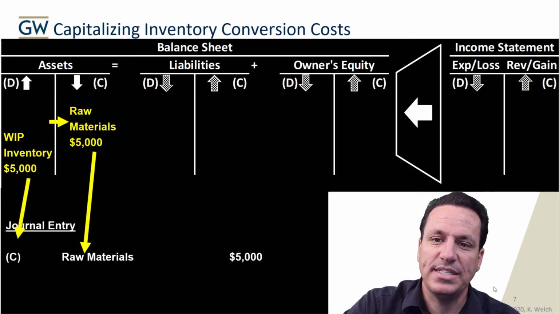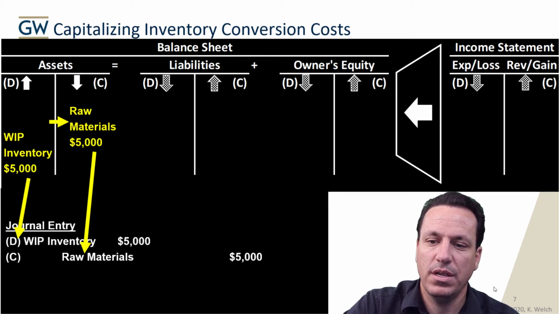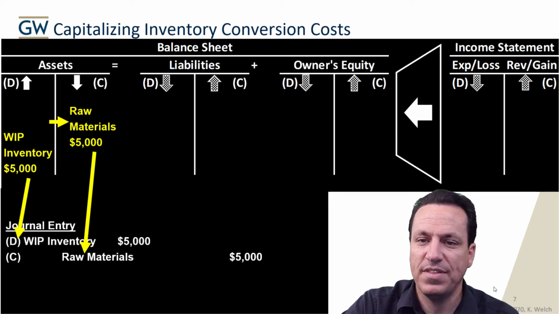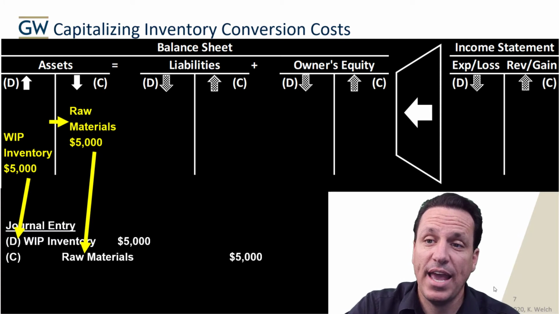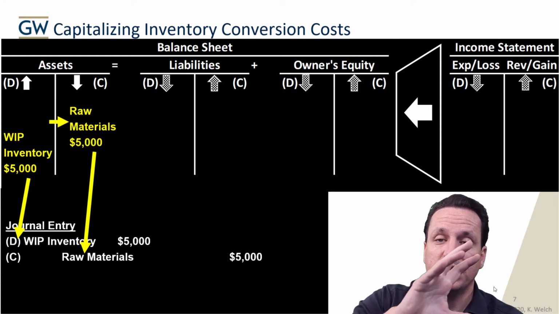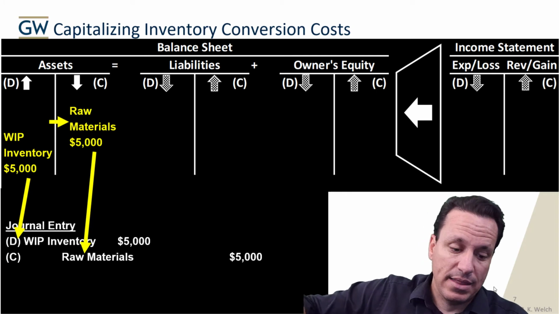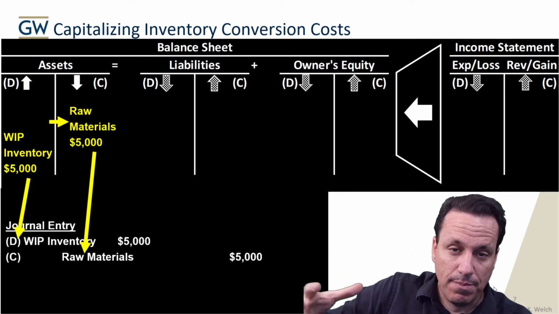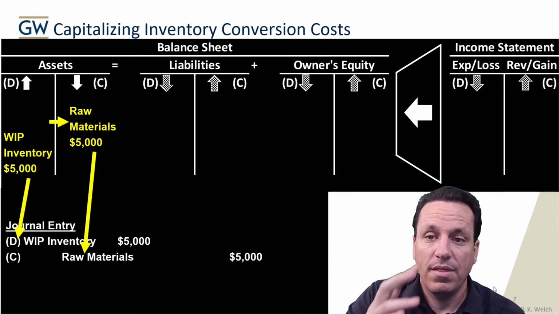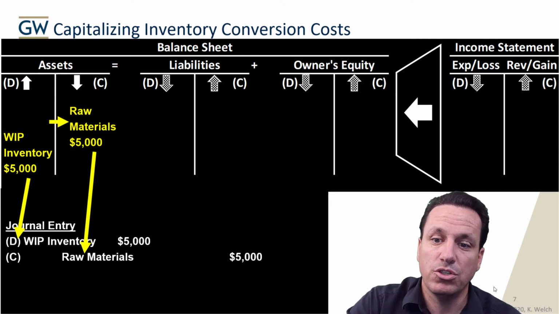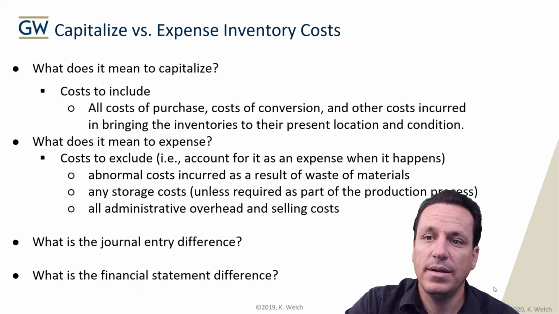And so we would debit work in process inventory for $5,000. This is how you capitalize. Capitalize means you take a resource that you had, take that off the books, and then put a new resource back on that has been some sort of conversion of it. All right.